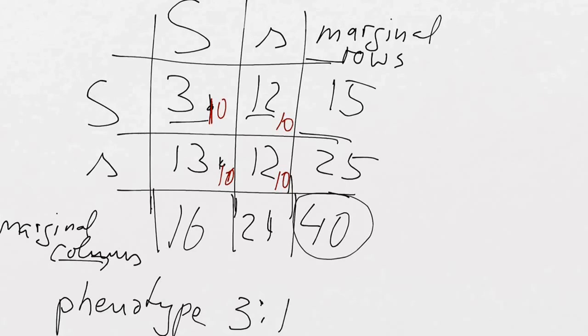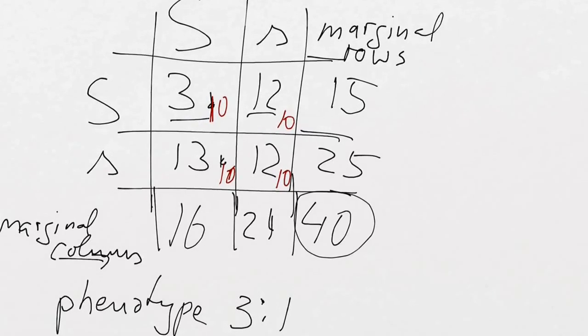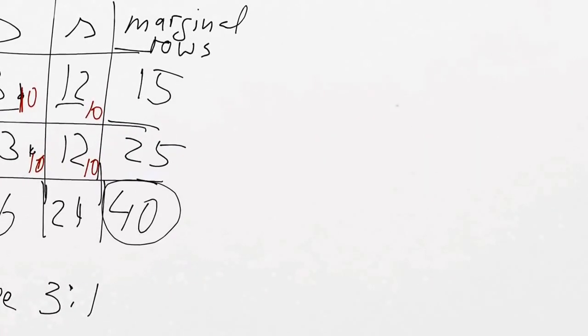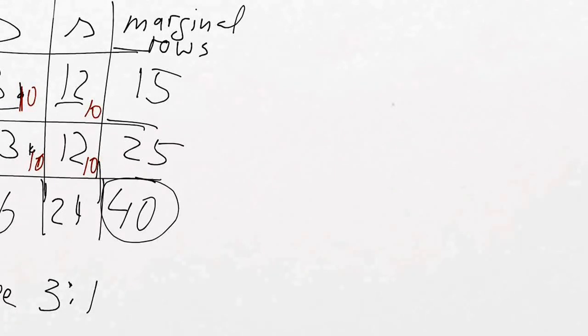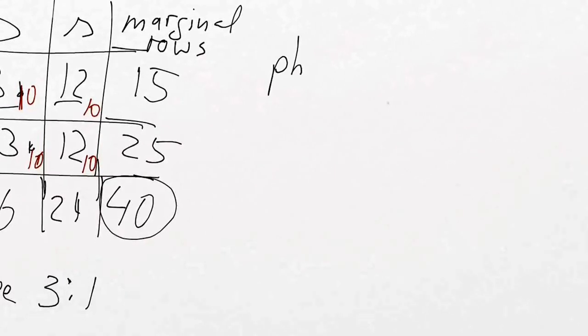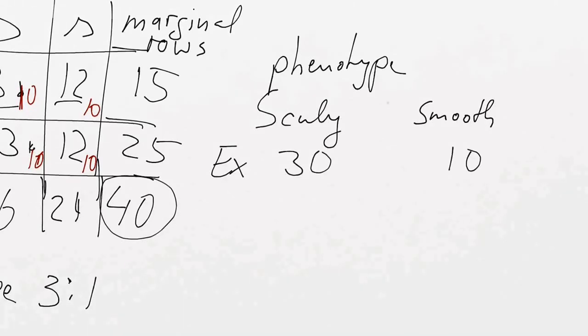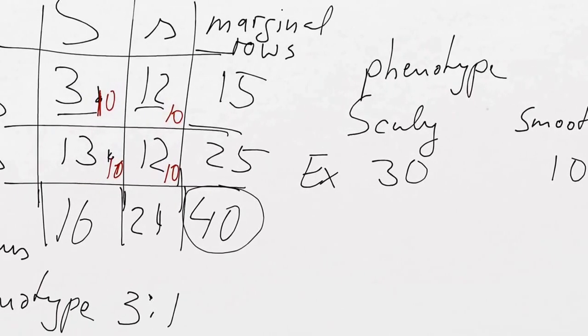Now, for the goodness of fit test, we said we look at the phenotype, and we basically have 2 phenotypes. We have the scaly and we have the smooth. And we would expect a 3:1, or expected 30:10 distribution. Yeah?